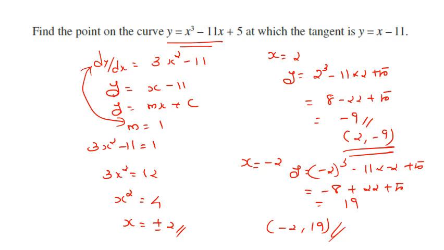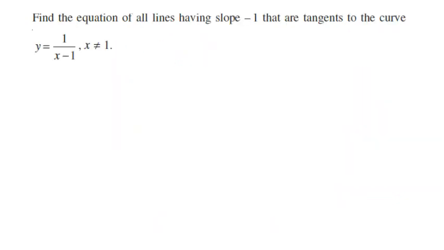So, of these two, we want a point at which the given curve has the tangent y = x - 11. That point will satisfy both tangent and curve. If you put (2, -9) here, it gives -9 = 2 - 11, which is correct. But (-2, 19) is not satisfying. So, our solution is (2, -9). So, the point is (2, -9).